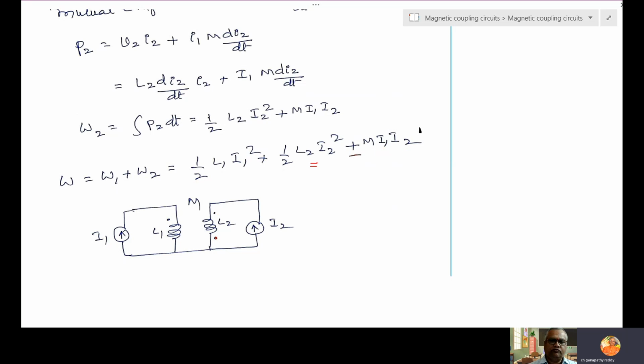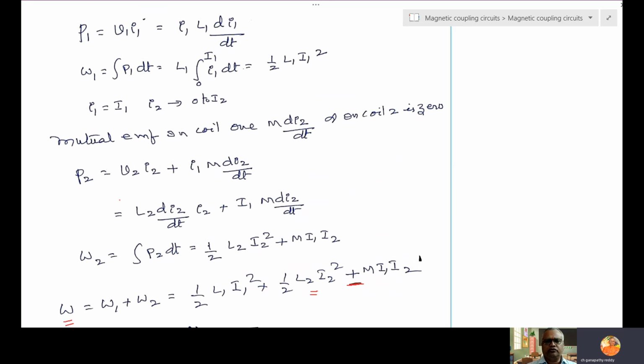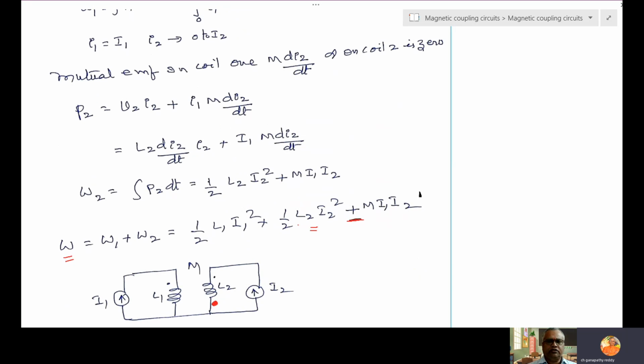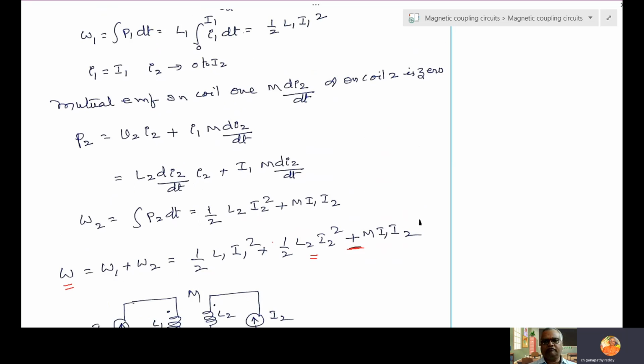If this coupling is moving downside, then here you get minus. If any one of the dots is moved, you get a minus. If both the dots are moved, again you get a plus. So this is energy stored in primary, this is energy stored in secondary, this is energy stored in coupling. So this is the total energy stored. The derivation is not so great a thing, but if anybody is interested, just go through it. But remember this formula.